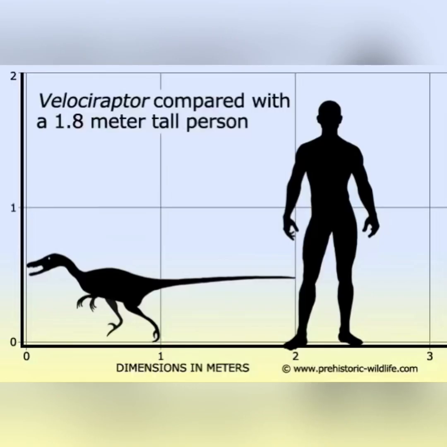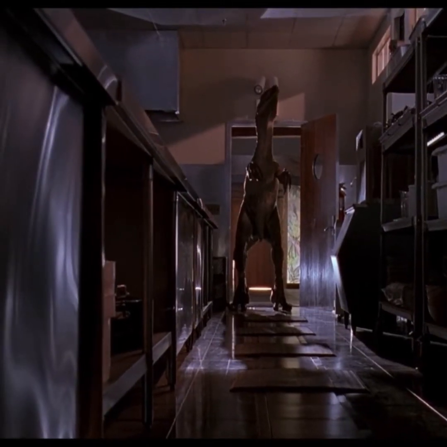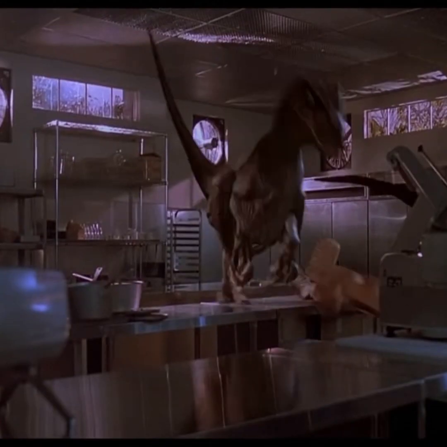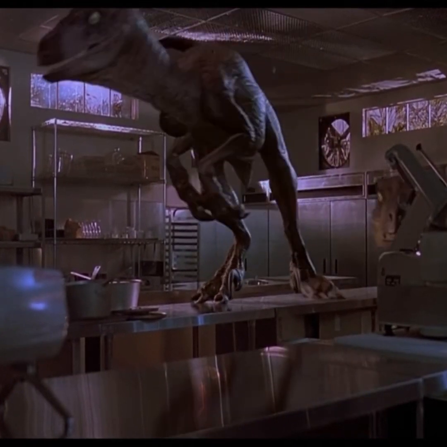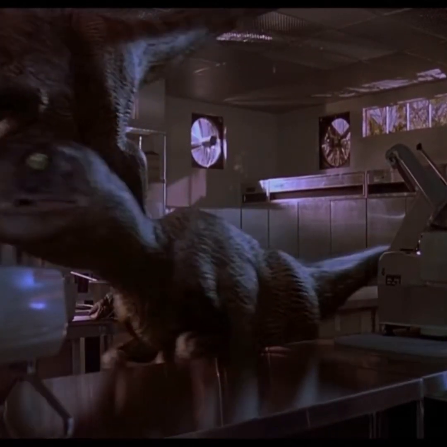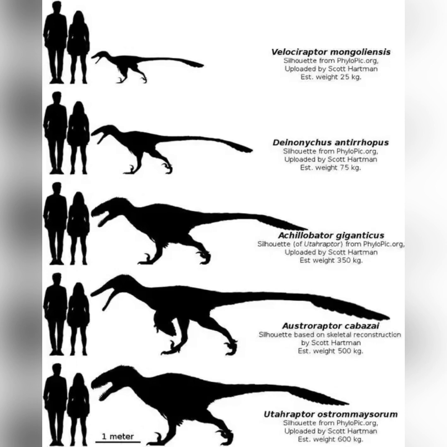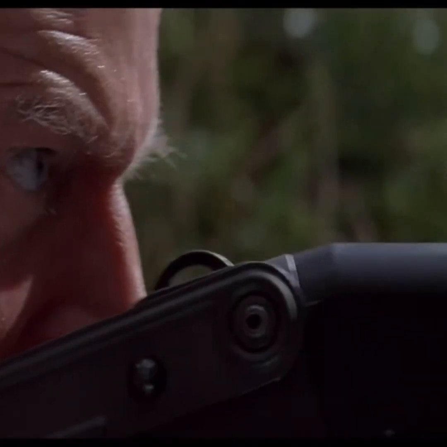Their name means swift thief, and they grew to about 2 meters long, which is definitely smaller than their movie counterpart, and they were feathered, with hands facing each other, so they couldn't even open doors. The dinosaur that is that size, though, is another dromaeosaurid, known as the Deinonychus, which Velociraptor takes inspiration from.